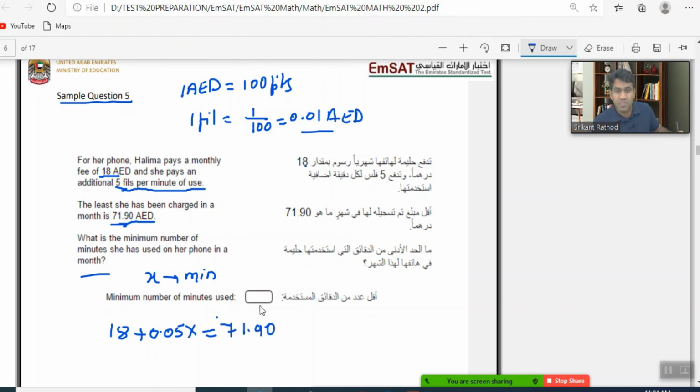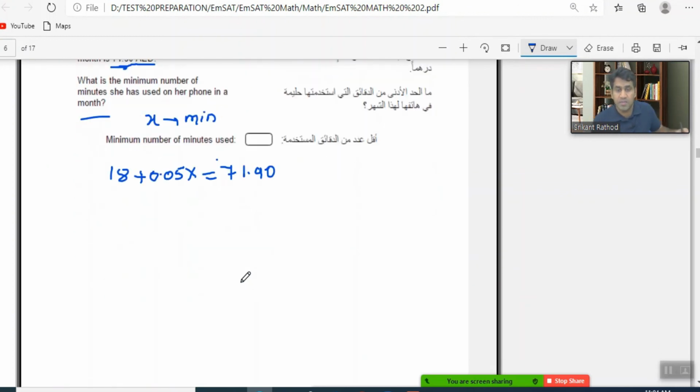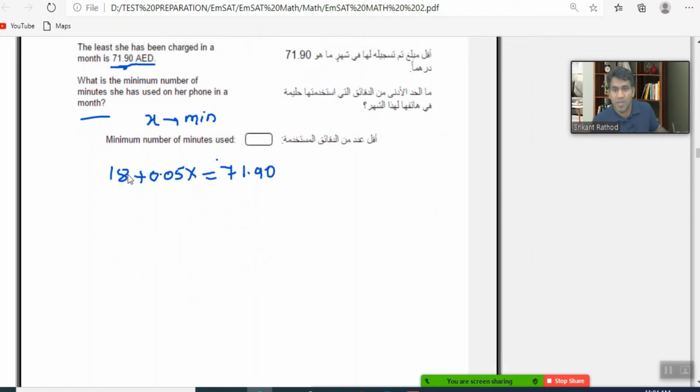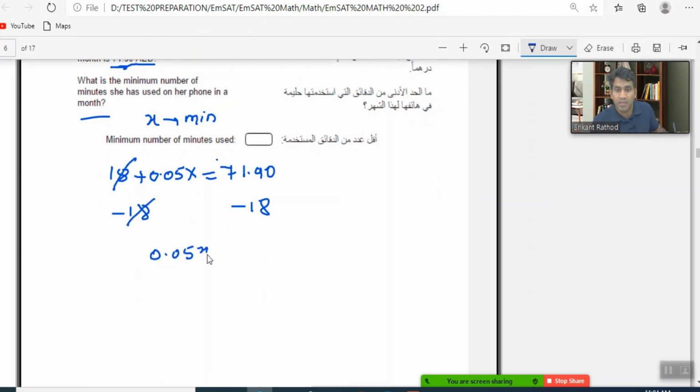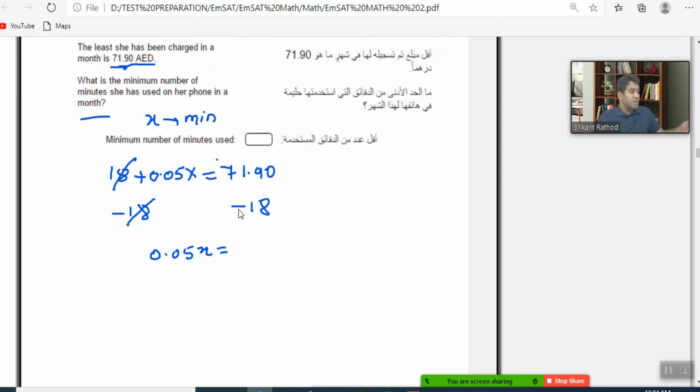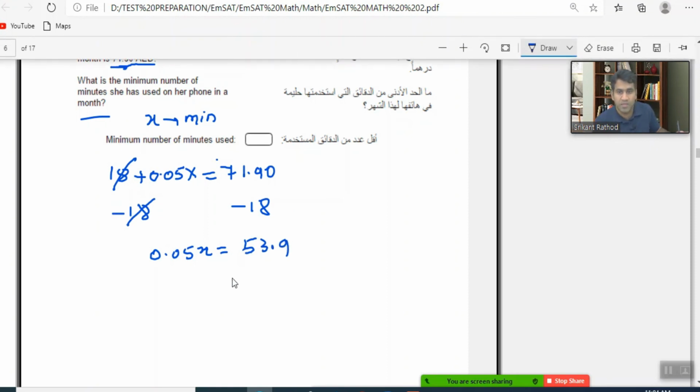So that total cost gives her 71.90. All right, as I need to solve for x, what we can do here is arrange the like terms. So I have to subtract 18 from both sides. So this 18 and 18 just get cancelled out. 0.05x is equal to what we are going to get here, 71.90 minus 18, it's going to be 53.9, as it is a calculator question.